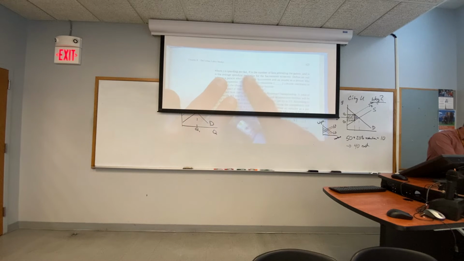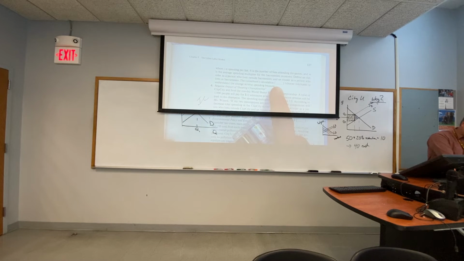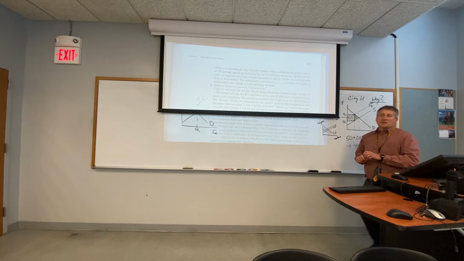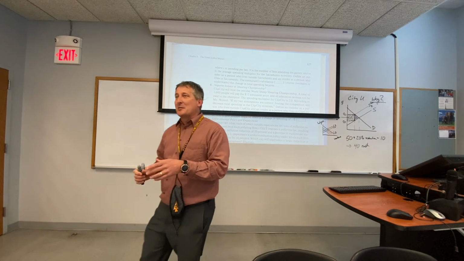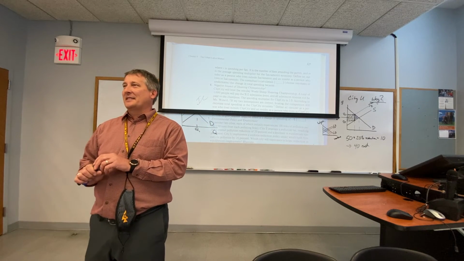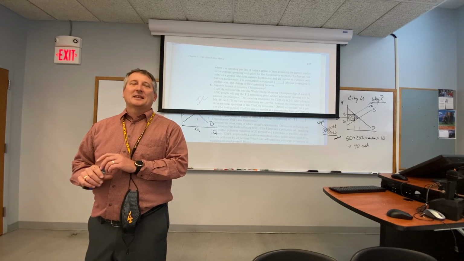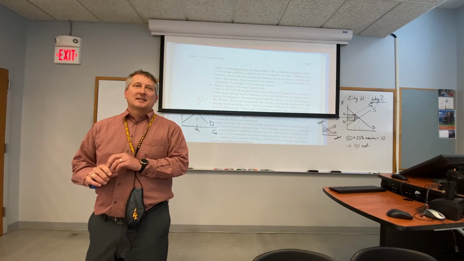So S was the spending per fan, N is the number of fans attending the game, M is the average spending multiplier for the Sacramento economy. Define an outsider as a person who lives outside Sacramento, an insider as one who lives inside. The consultant's calculation overstates or understates? Overstates because, did the author not give you guys the because, I'm guessing? Or did he give a little bit? It says some are insiders and some players are outsiders.